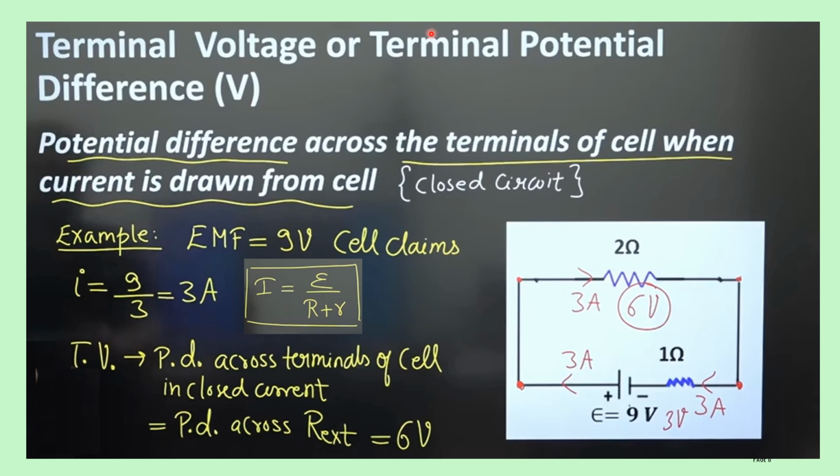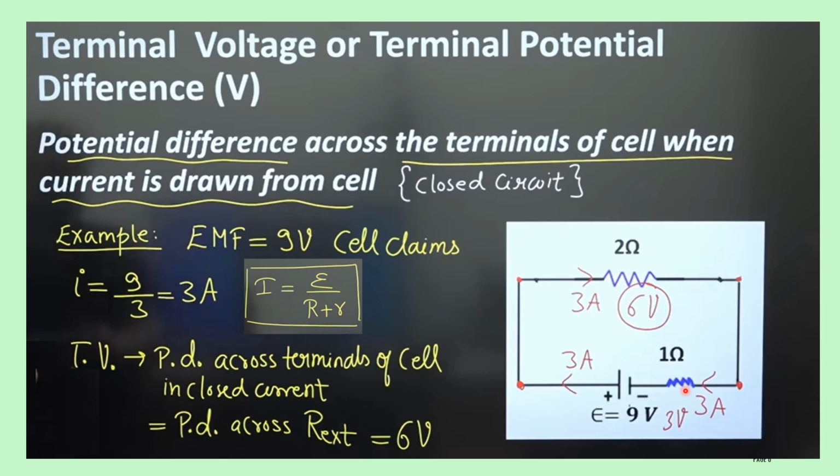Terminal voltage, or terminal potential difference V, is the potential difference across the terminals of a cell when current is drawn from the cell in a closed circuit. Let us discuss terminal voltage in detail. Consider this circuit. This is the battery. This is the internal resistance, indicated by small r, and its value is 1 ohm. This is the external resistance, indicated by capital R, and its value is 2 ohm.